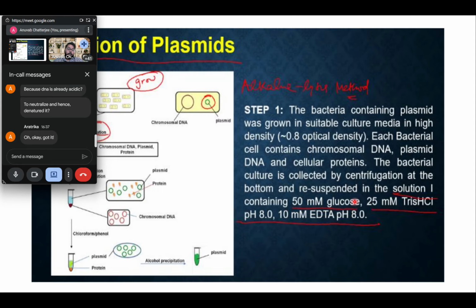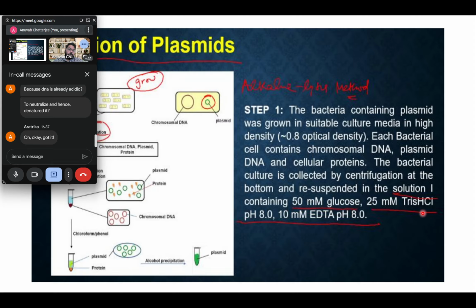First, solution 1 contains glucose. What glucose does is make an isotonic solution. Since the bacteria are not alive anymore, if you put them directly into water, they will just rupture. They will take in a lot of water and burst into billions of parts, and all of this stuff will come into solution and it will be a mess. You won't be able to pick out your plasmid DNA from that. So when you resuspend in an isotonic glucose solution, it prevents bursting. The cells are intact, but now in solution instead of a pellet.